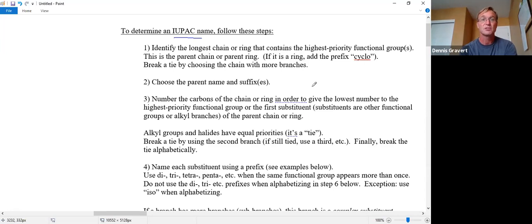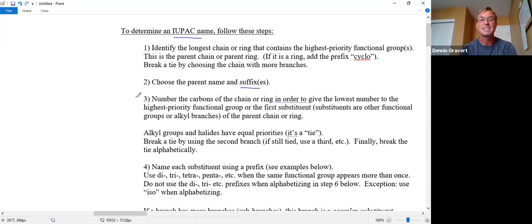Step 2, now that you've found the longest chain, name it. So in my class, the longest chain will have 10 or fewer carbons because those are the names I asked you to memorize, methane through decane, the 10 alkanes. And then in the future, not today, we're going to see other functional groups in addition to halides and alkanes, and then you'll have to add the correct suffix to identify that other functional group, the highest ranked functional group, the highest priority functional group.